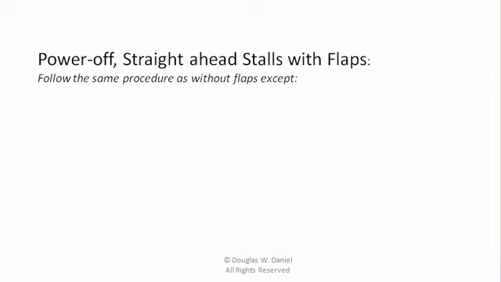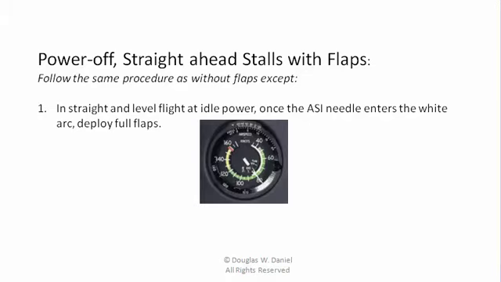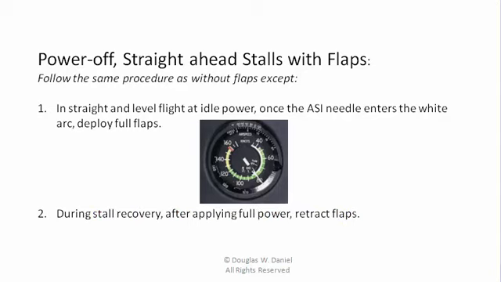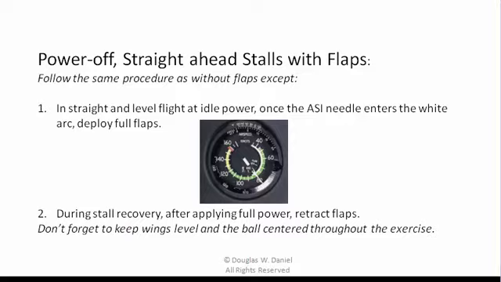Follow the same procedure as without flaps, except in straight and level flight at idle power. Once the airspeed indicator needle enters the white arc, deploy full flaps. The white arc on the airspeed indicator indicates the airspeed that is safe to deploy flaps. During the stall recovery, after applying full power, retract the flaps. Don't forget to keep the wings level and the ball centered throughout the entire exercise.